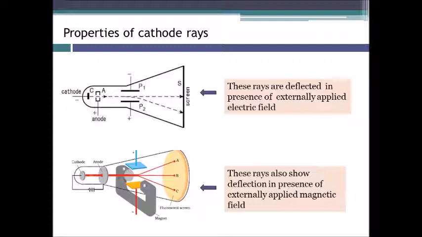Now, in the next observation, Thomson saw that these rays could also be deflected in the presence of an externally applied magnetic field. When he surrounded the cathode ray tube externally with a magnet, he saw that the rays originating from the cathode started getting deflected. So he concluded that the cathode rays are deflected by an externally applied electric field as well as by an externally applied magnetic field. And after deflection, when they struck the glass screen, again they fluoresced.